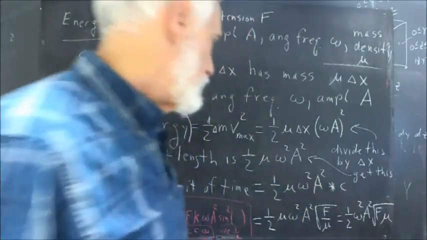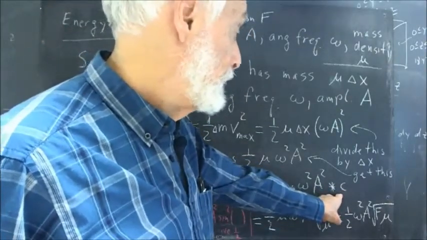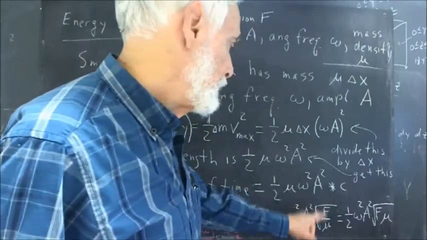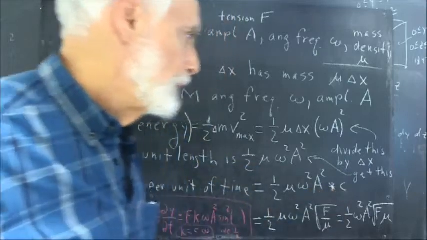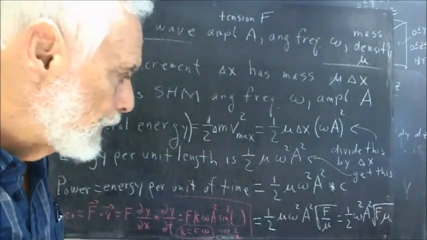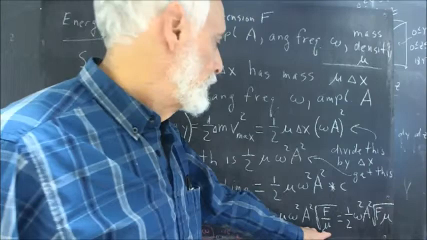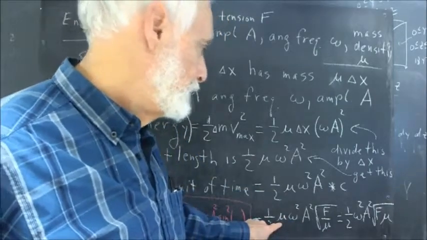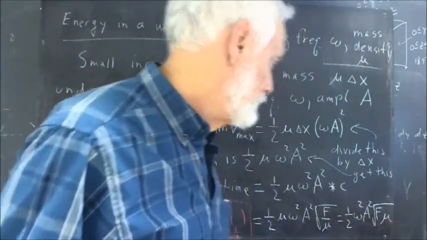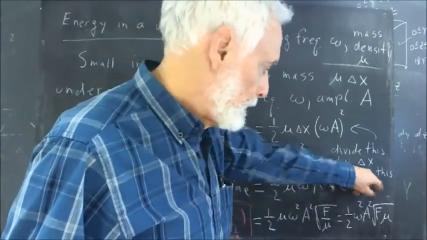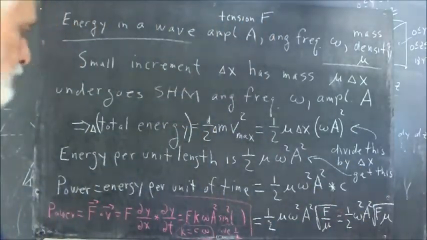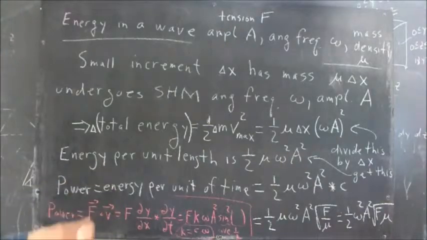Now, the wave speed, of course, is the square root of F over mu. So we just write this expression like so, replacing c with the square root of F over mu, and then we do a simplification. Square root of mu in the denominator, mu in the numerator gives us a square root of mu in the numerator. And this is the expression I believe your book gets for the power in a wave.